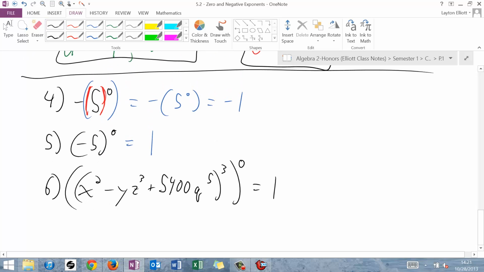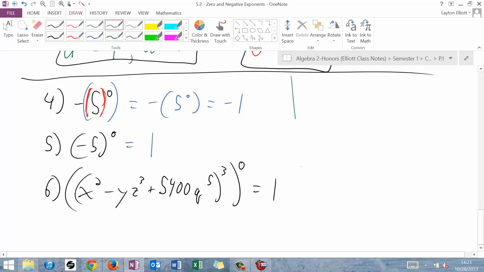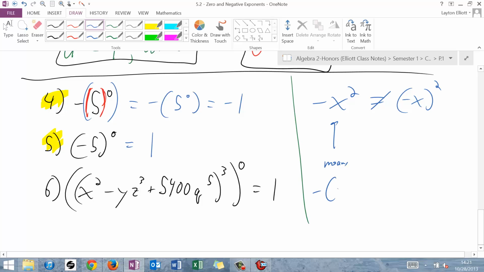I want to put a little sidebar here as related to problems number 4 and number 5. Just a little reminder, if I have this, that is not always the same thing as negative x quantity squared. This notation right here of negative x to the second power means the opposite of x squared, because by order of operations I'm raising to the exponent and then I'm multiplying by the invisible negative 1 that's sitting out there. So just a little reminder of that.